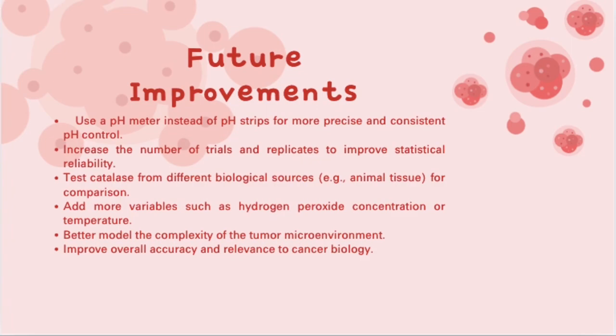Additionally, testing catalase from different biological sources, such as animal tissue, could help compare how enzymes from various organisms respond to acidic environments. Future studies could also incorporate additional variables like hydrogen peroxide concentration or temperature to better model the complexity of the tumor environment. Overall, these improvements would help make the experiment more accurate and deepen the connection between enzyme activity, pH, and cancer biology.